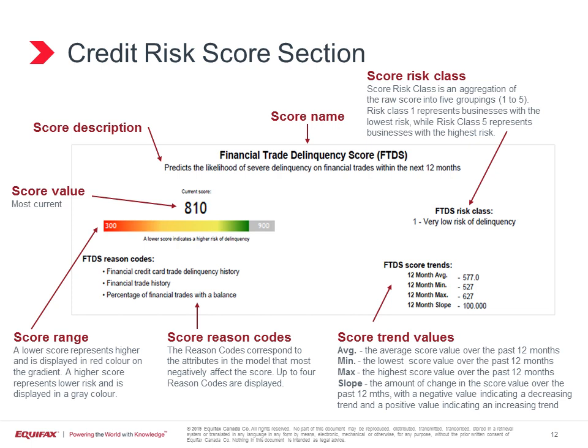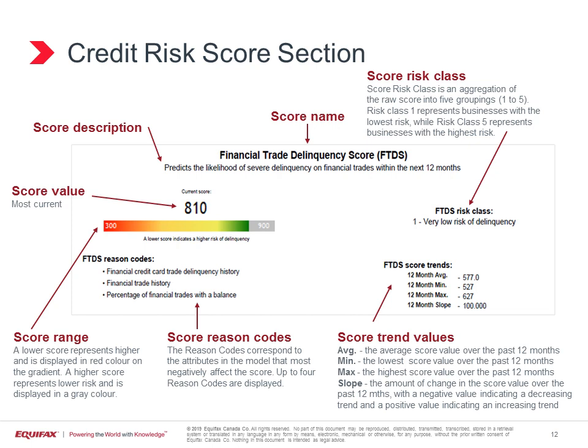For each risk score, we will display the full score name and score description. The current score value will be displayed above a color gradient which shows the score range. The gradient provides a visual indicator of the risk level, where red indicates higher risk, while gray indicates lower risk. Under the gradient, we will display up to 4 reason codes. A reason code provides a summary explanation of the information that most negatively impacts the score value.